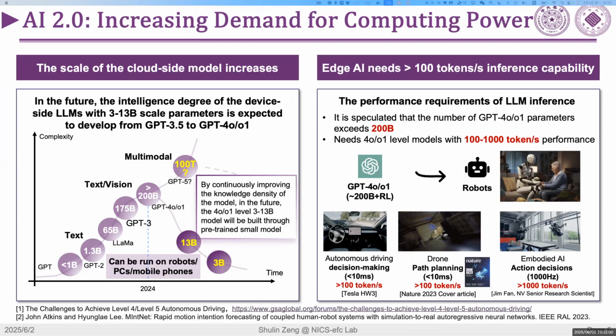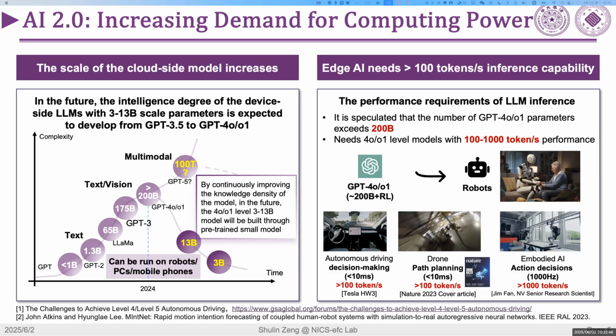So when we come to AI 2.0, what have we seen? First of all, LLMs in the cloud will continue to expand to a larger size to meet the needs of multimodal tasks. Secondly, with the advancement of technology, the knowledge density of models will continue to increase, and we are expected to build small devices with GPT-4 or o1 capability through pre-trained small models. And the model size can be reduced to 3 to 13 billion parameters, to adapt to the hardware resource constraints of devices.